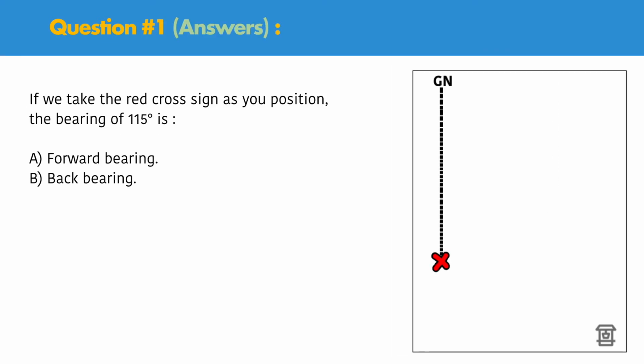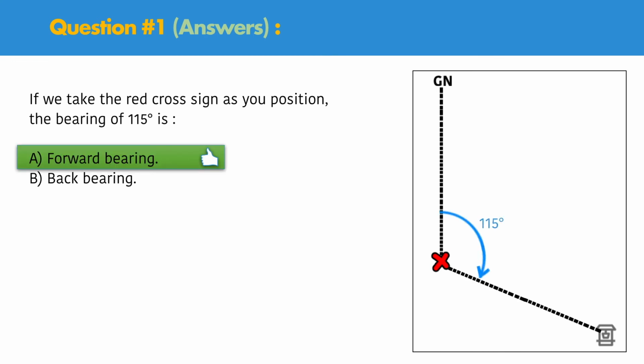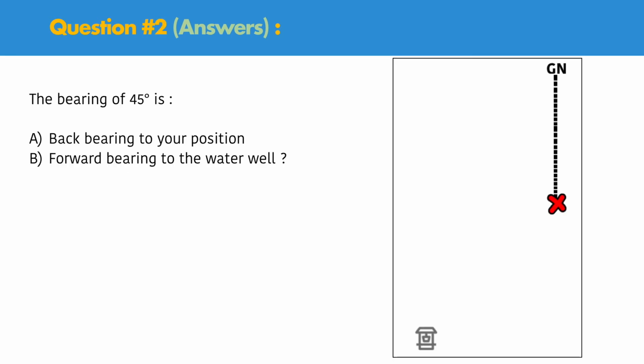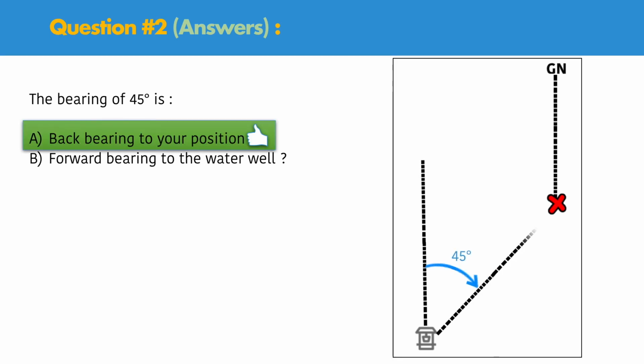Answers and explanations. For the first quiz, if we take the red cross sign as your position, the bearing of 115 degrees is a forward bearing or a back bearing. The correct answer is it's a forward bearing. For the quiz number 2, the bearing of 45 degrees is a back bearing to your position or it's the forward bearing to the water well. The correct answer is A, back bearing to your position, because the forward bearing to the water well is this angle. That's all for this video.